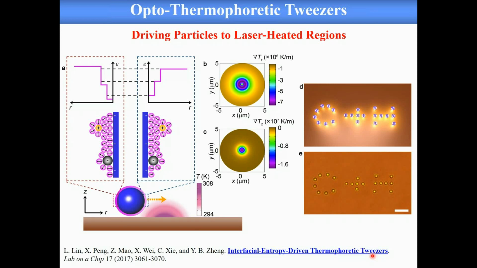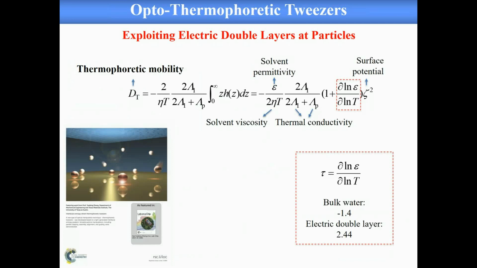And Zheng found that under certain conditions, the particle can move from the colder to the hotter region. One situation is when the particle has a very well-defined electric double layer, as shown here. This is the electric double layer from the molecules of the solvent, for example water. When they form this electric double layer, what happens is that it actually flips the sign of this coefficient.